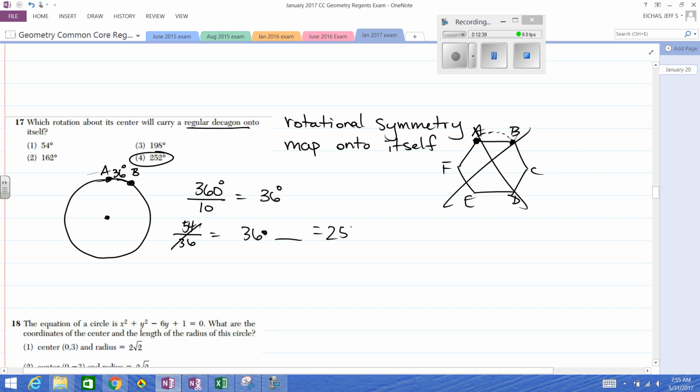36 times what equals 250? So then what we need in there is a 7. 36 times 7 is 252. So you could make 7 moves, and then A would land back on to another point that's on the decagon. So that was the trick on this one. None of these other ones are divisible by 36.